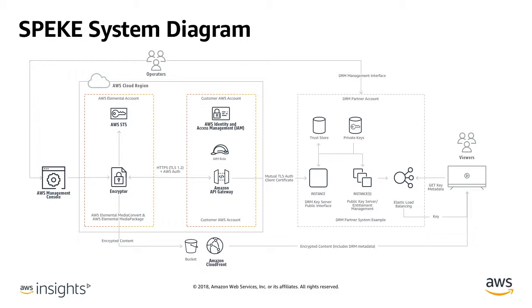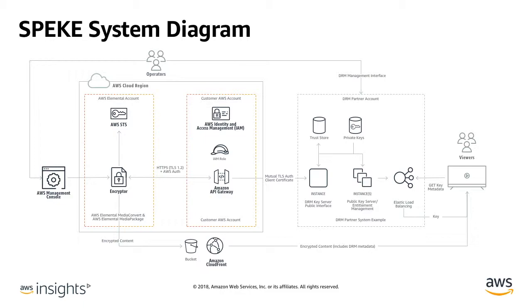So we can look at, for example, this detail over here. We have an encryptor that uses the API Gateway to call the DRM solution provider, and then it stores its protected content on a storage bucket, typically S3, and then it sends.